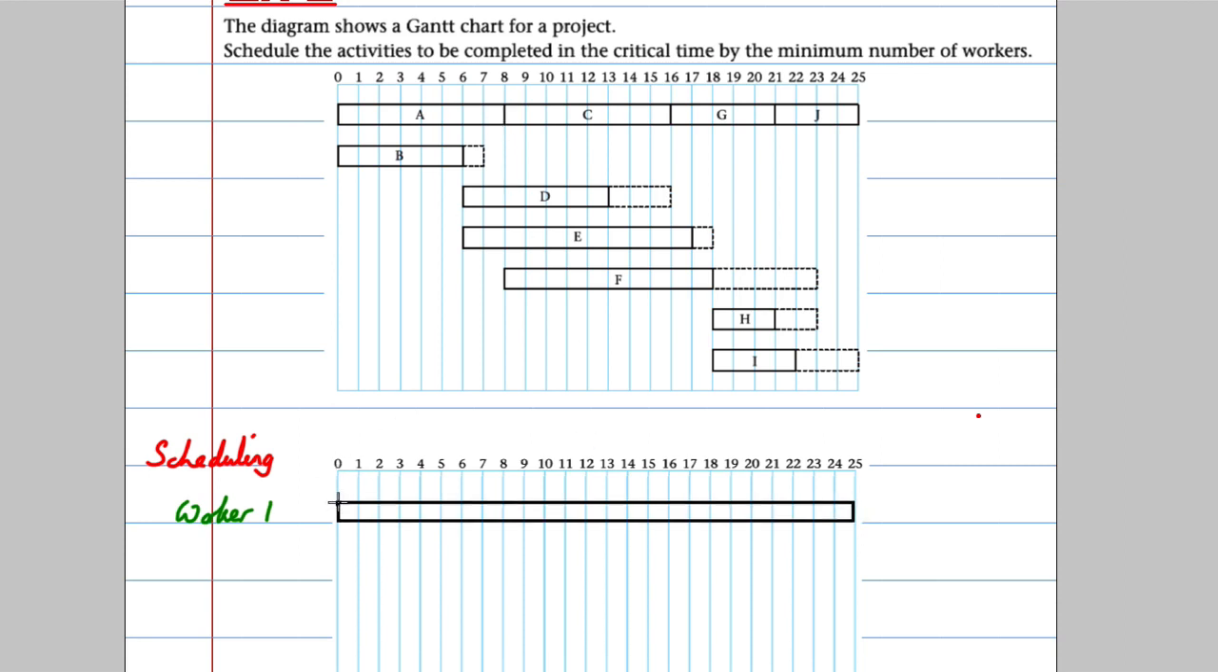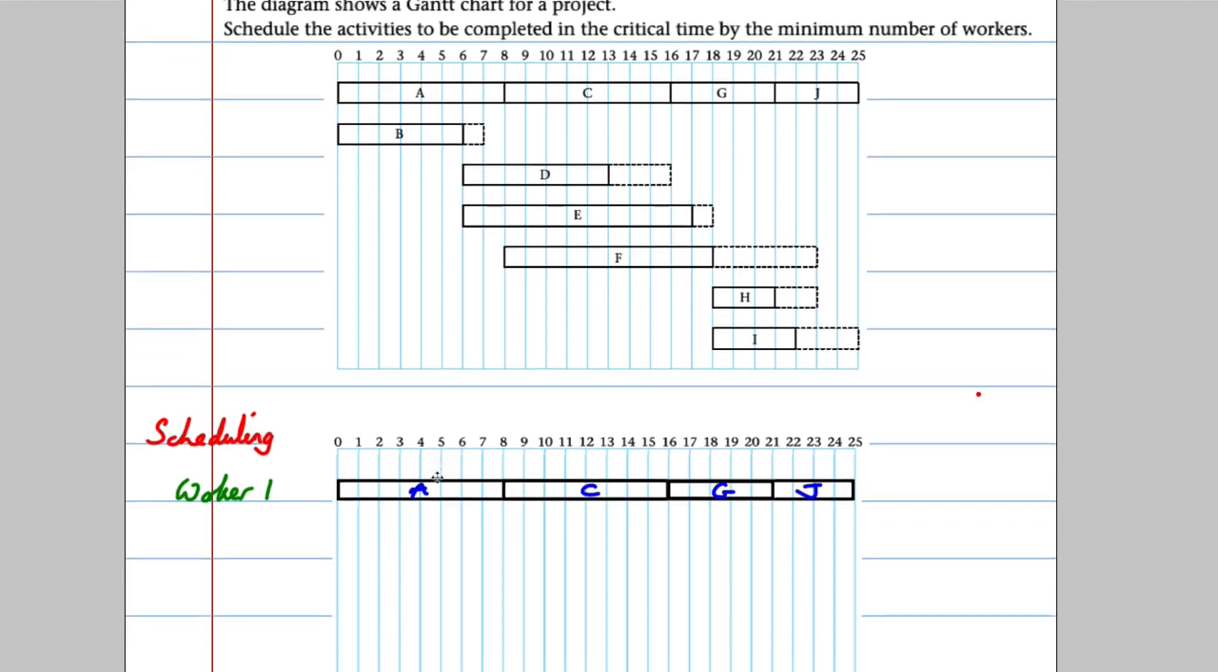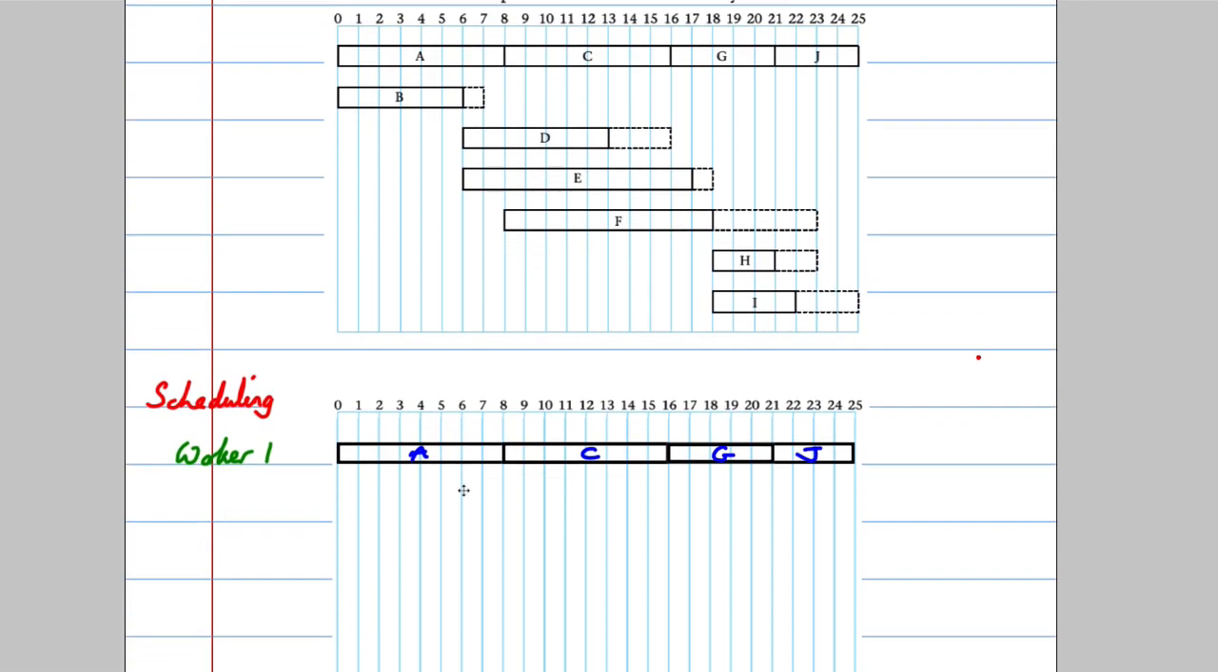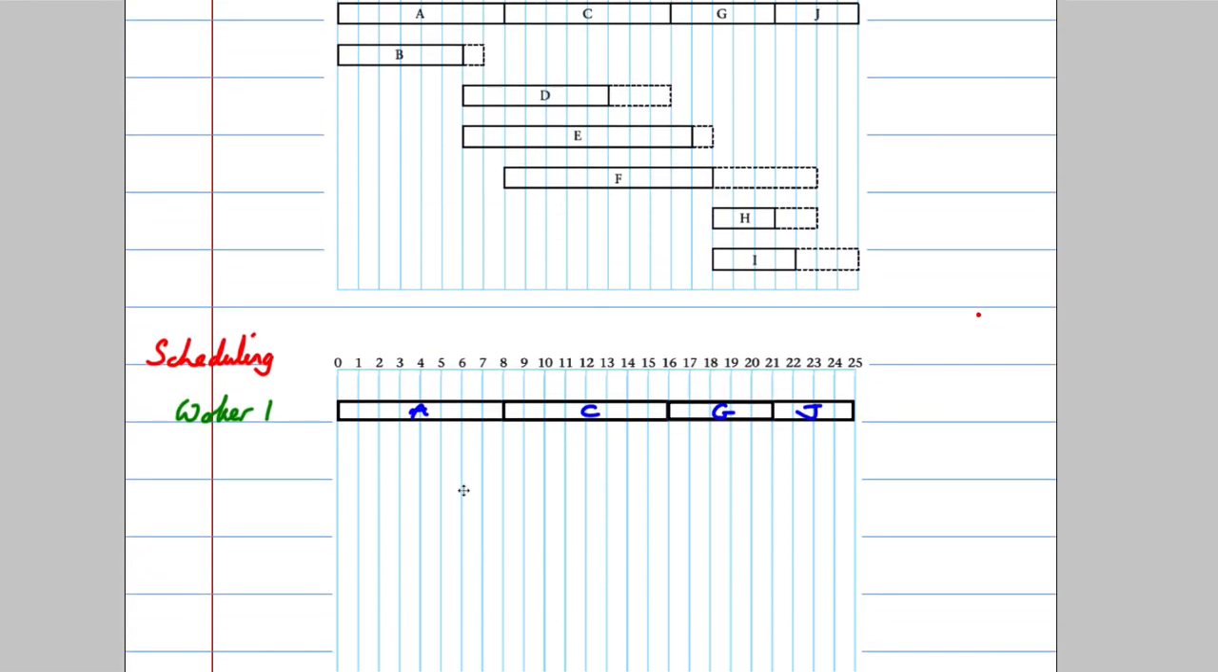So A is going to be 0 to 8, C is going to be 8 to 16, G is going to be 16 to 21, etc. Okay, so we've got the activities A, C, G, and J, like that. Okay, so that's worker 1. Now let's think about assigning worker 2 to some jobs. So let's put worker 2 here.